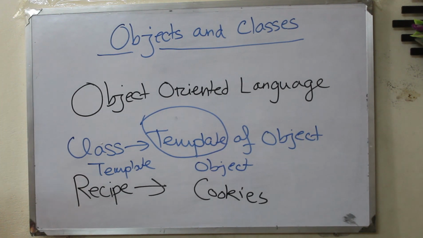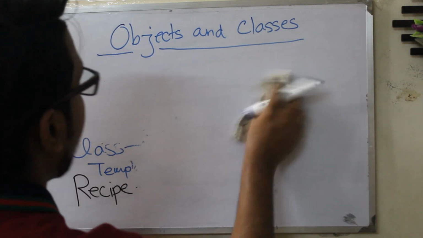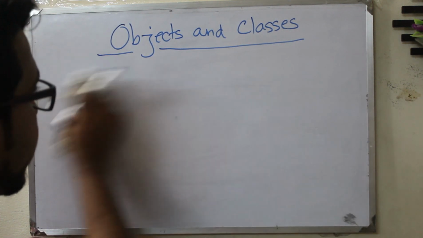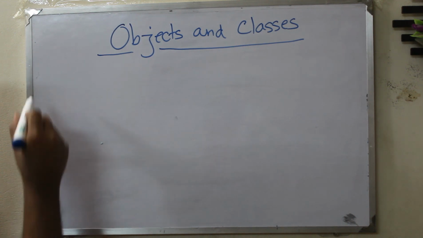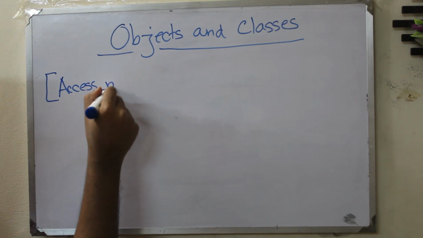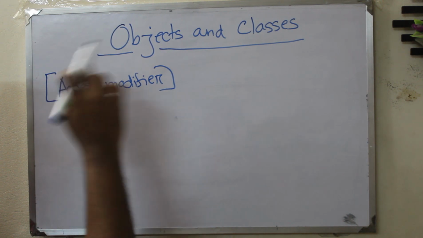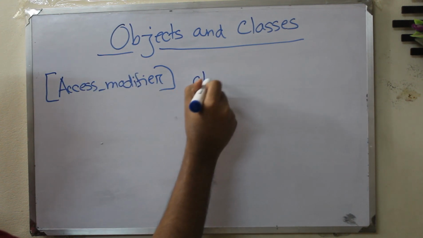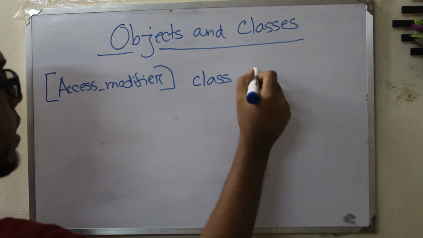So we're going to talk about creating classes. Before creating objects, we need to specify the template. So how do you write a class? Before writing a class, we have to have an access modifier. Then it is followed by the keyword class. The keyword class is used because we're going to define a class. Then we say the class name.